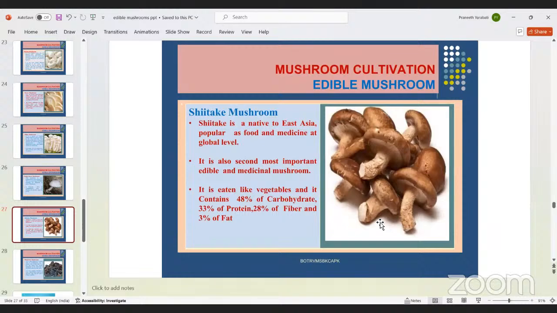It is used as a food and also as a medicine at the global level. It is the second most important edible and medicinal mushroom. It is eaten like a vegetable, and it contains 48% carbohydrates and 33% proteins and 28% fiber and 3% fat.